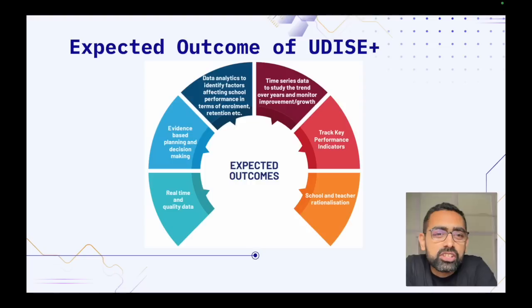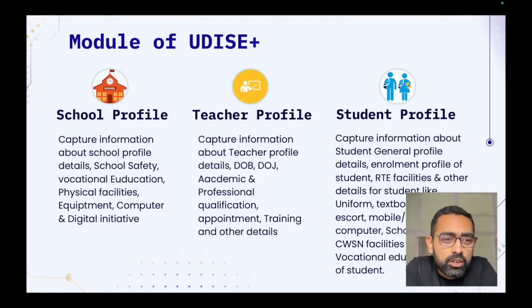What are the different modules of UDISE? One is the very basic school profile, which will capture all the information about your school: school safety, vocational education, physical facilities, equipment, computer and digital initiatives, etc. Basically, this is the logistical profile of the school. Then there is the teacher profile about all the teachers, their academic and professional qualifications, training, etc. And finally, the most important is the student profile, with data regarding all the students. As I said, with SDMS we are now able to track every student individually, so all the information about that student has to be entered. So these are the three basic modules of UDISE Plus.